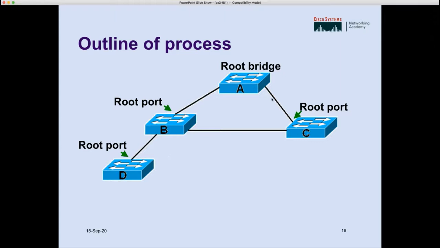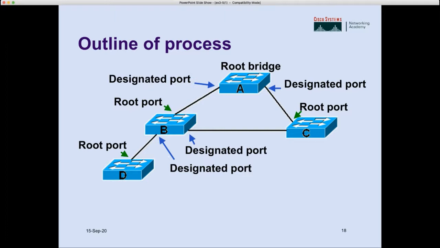And switch C is going to choose his root port back to A. Now D has got to go through a couple hops. Well, he's going to go to B and then directly to A. He would go to D and then go to C and go to A. That's too many hops. So each one of these switches will choose its best path back and turn on that port and call it the root port. The other end of each wiring segment, where one end is the root port, will be called the designated port, and that will be an active link between bridge B and bridge A, between switch C and switch A, between D and B and A.